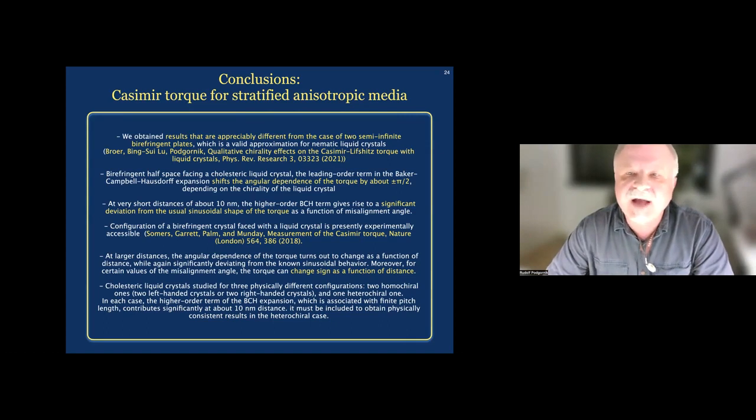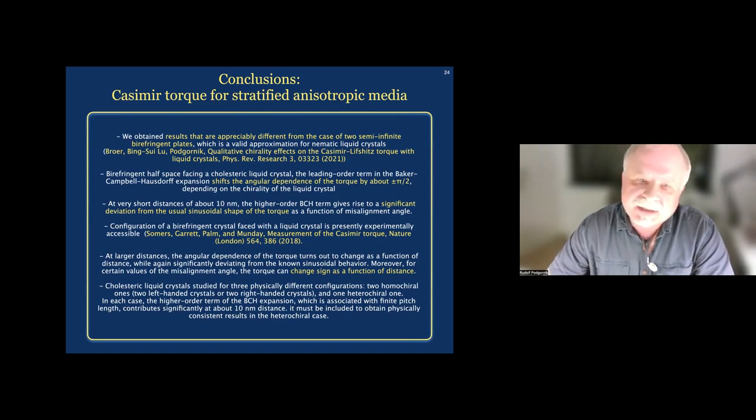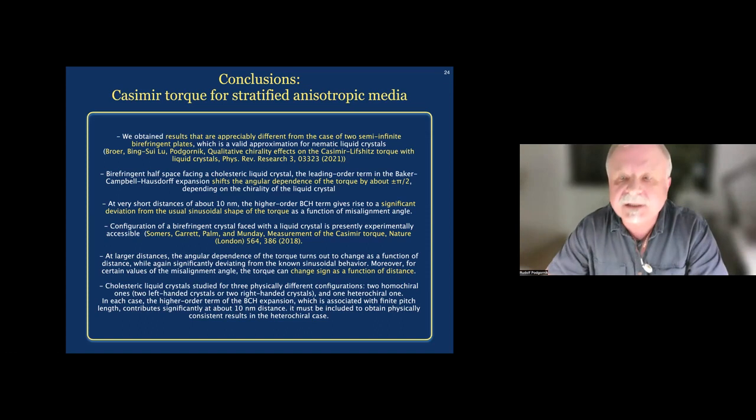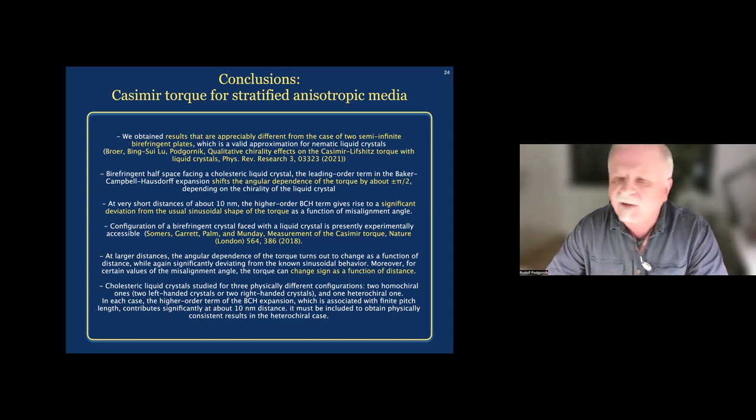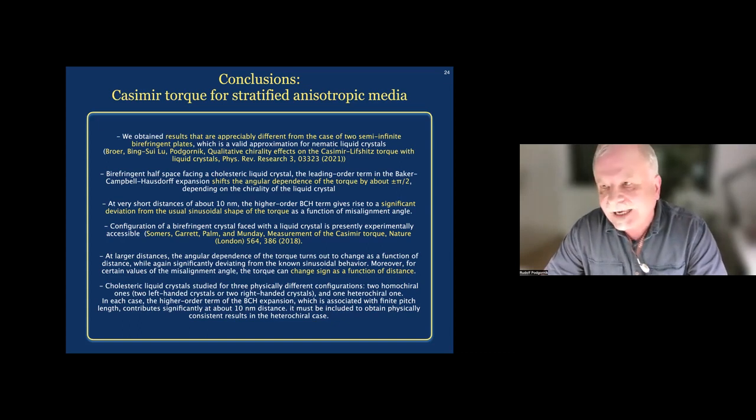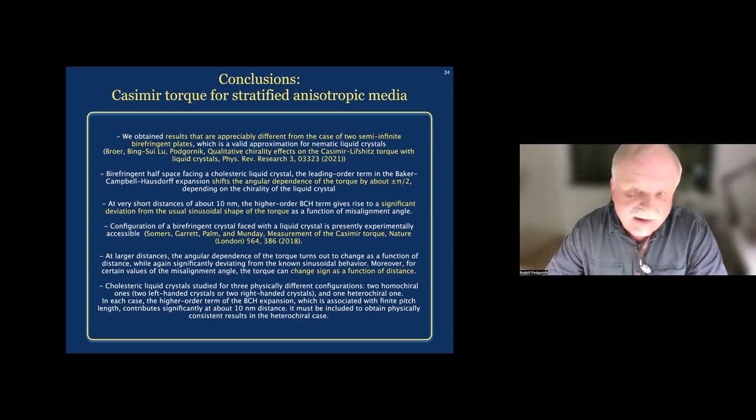Casimir torque for stratified anisotropic media. The results that we obtained for cholesteric liquid crystals are very different from nematic or birefringent plates. These results have been described in detail in this paper, 2021. You can take a look at it if you are interested. One of the things is that there is a shift in the angular dependence of the torque by about plus minus pi over two when you go from left-handed to right-handed cholesteric. So it depends on the chirality of the liquid crystal.